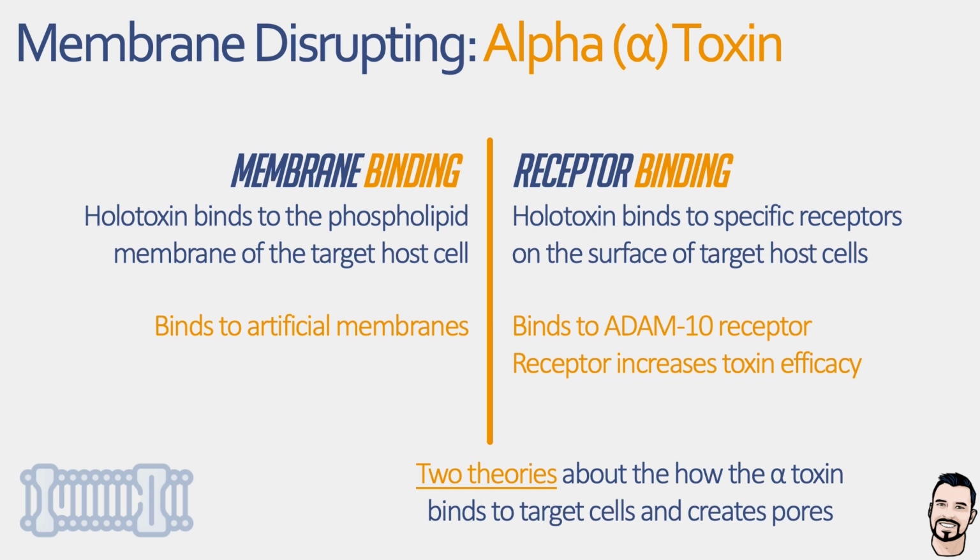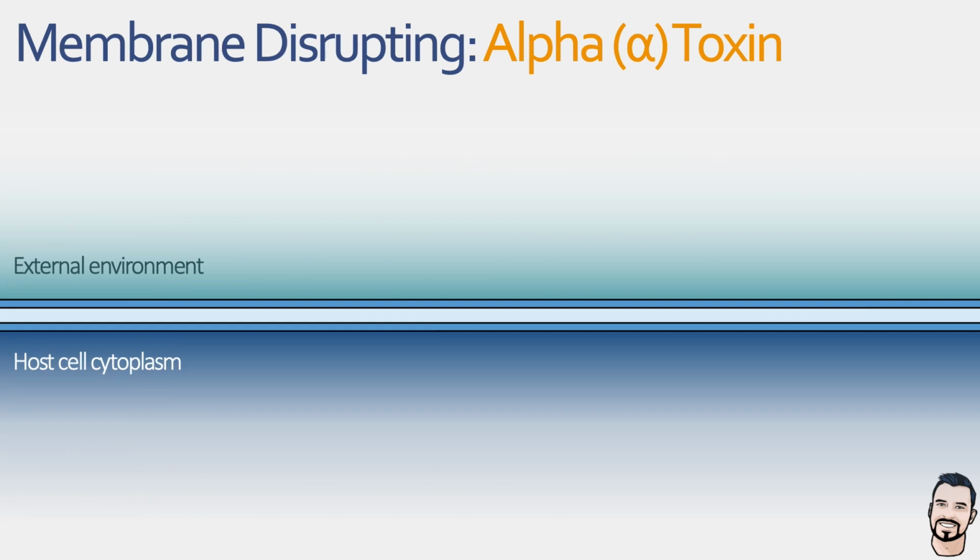more susceptible to alpha toxin mediated damage, indicating that receptor engagement increases the efficacy of oligomerization and pore formation. Now, in reality, these two mechanisms are not mutually exclusive. The alpha toxin can bind directly to membranes, but receptor-mediated interactions enhance targeting, efficiency, and toxicity, meaning that both processes likely contribute to pore formation during infection. So let's have a look at this in a visual way.